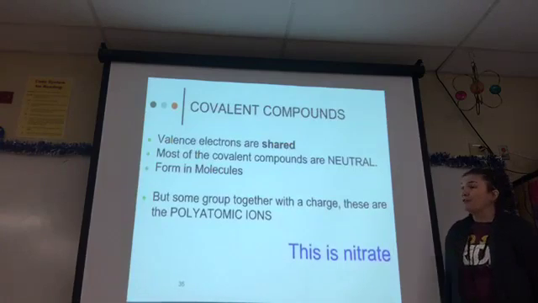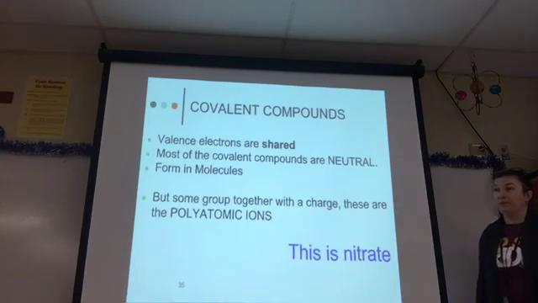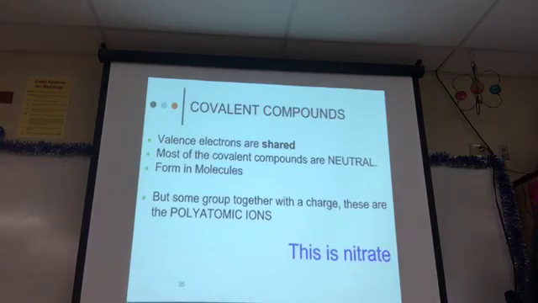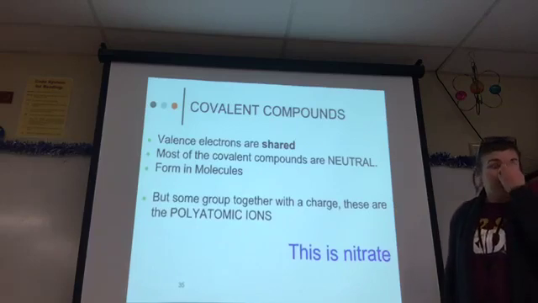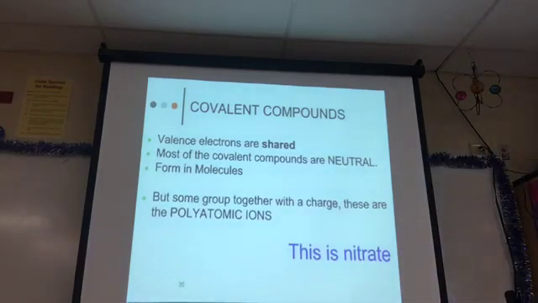Covalent compounds. The valence electrons are shared. Most of the covalent compounds are neutral, just like ionic compounds, they will cancel each other out and they'll be neutral compounds. And they form in something called molecules. Ionic compounds are called formula units. Covalent compounds are called molecules.